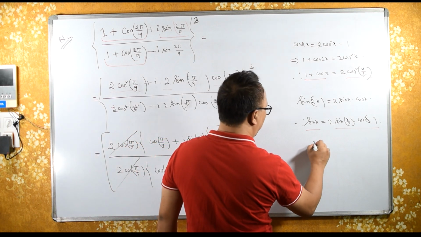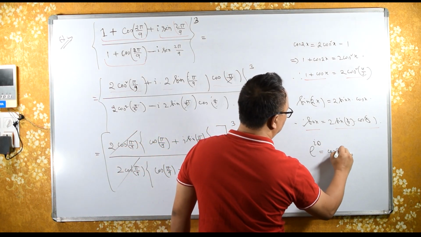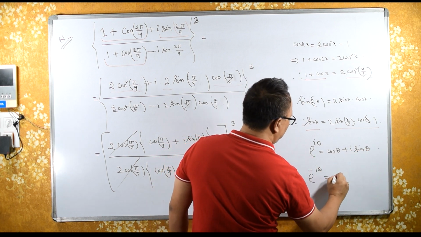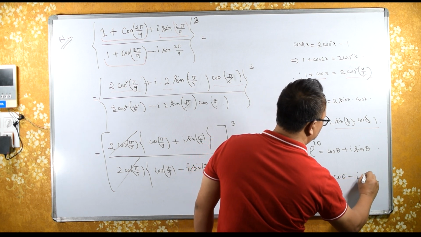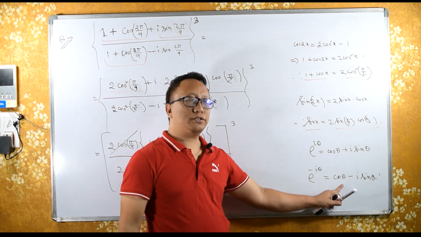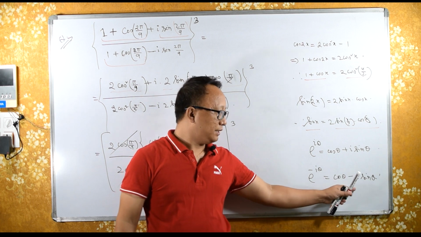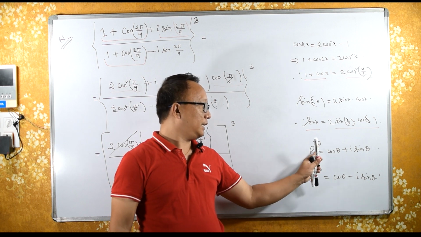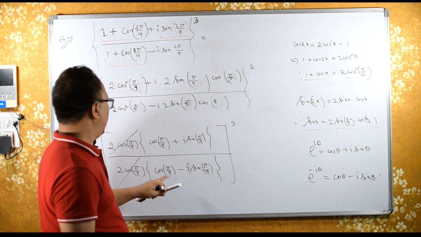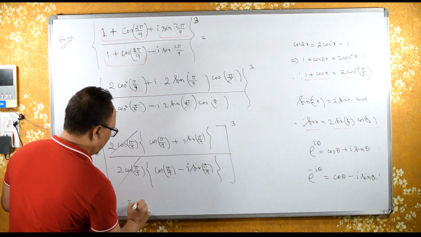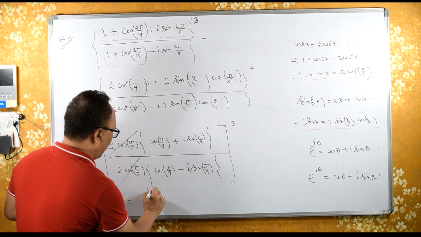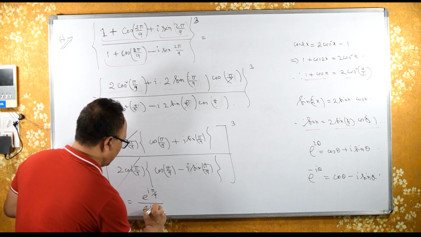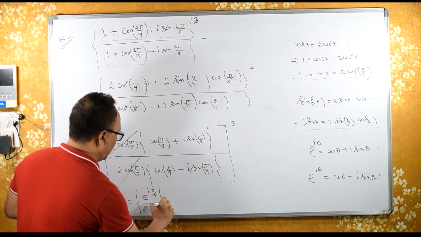Remember, e raised to i theta is cos theta plus i sin theta. Similarly, e raised to minus i theta is cos theta minus i sin theta, since cos of minus theta is cos theta, an even function, and sin of minus theta is minus sin theta, an odd function. By Euler's theorem, instead of this, I can write e raised to i pi by 9 upon e raised to minus i pi by 9, all raised to cube.